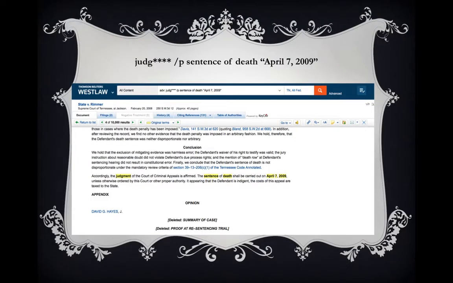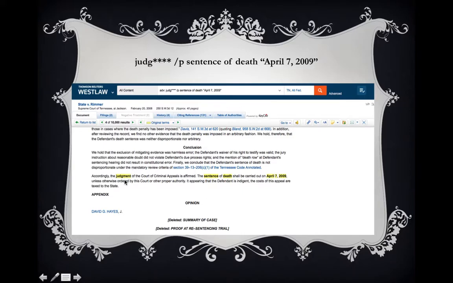And the terms and connectors that we used here are the universal connectors, the within the same paragraph, and quotes. The universal connectors will pull up any words that start with JUDG and have up to 4 letters after it, like judge, judgment, and within the same paragraph as sentence of death, and then in quotes April 7th, 2009.